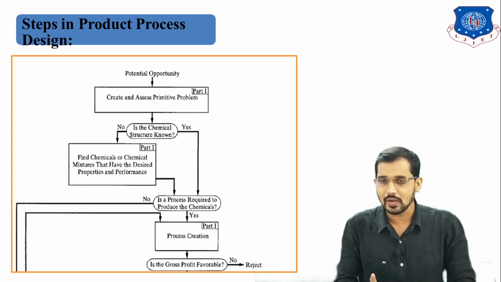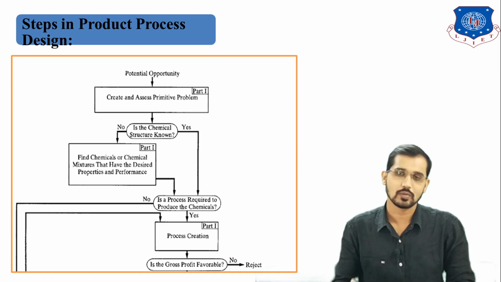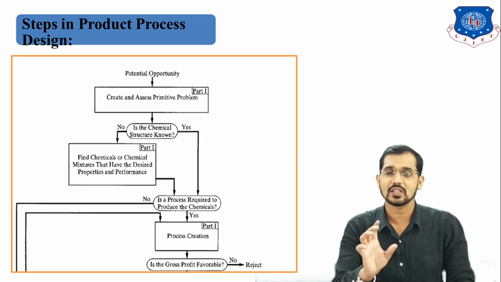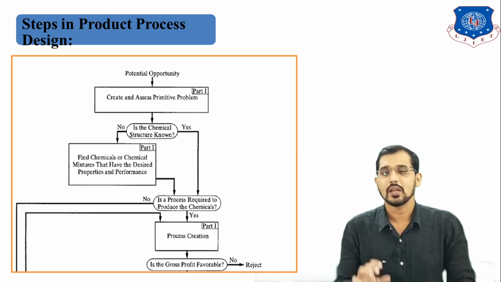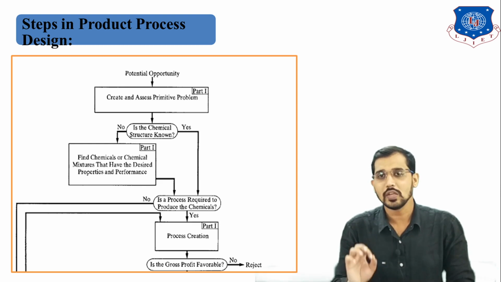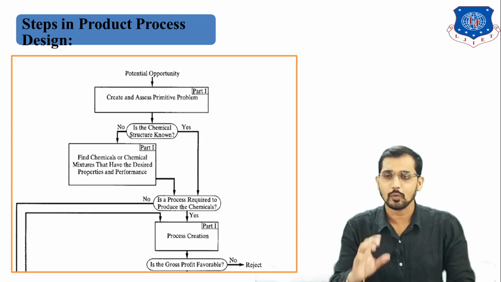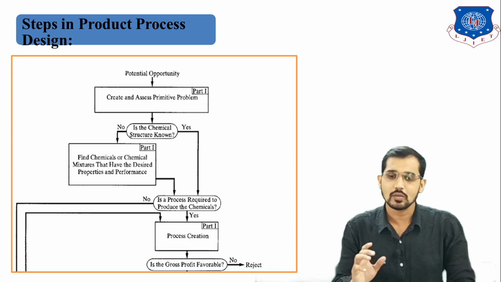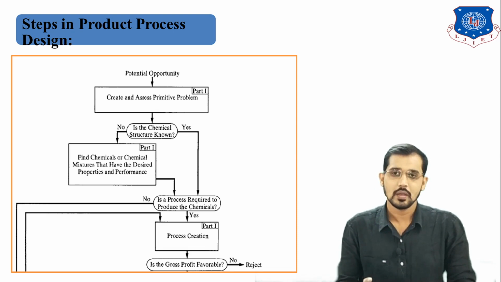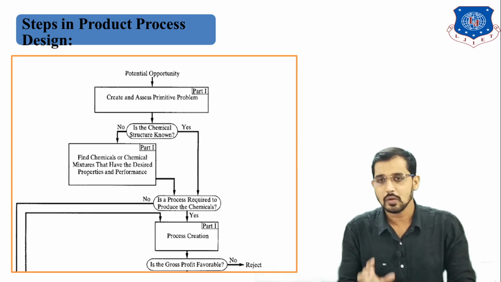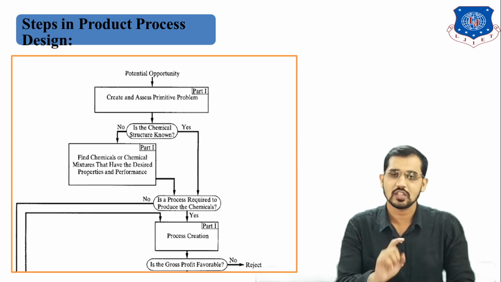If a process is required to produce the chemicals, you have to create the process. That is nothing but the process creation step. After creation of the process, you need to check whether that process is feasible, meaning whether the profit generated from that process, the gross profit, is favorable or not. If gross profit is favorable, you select that process, otherwise you reject that process.